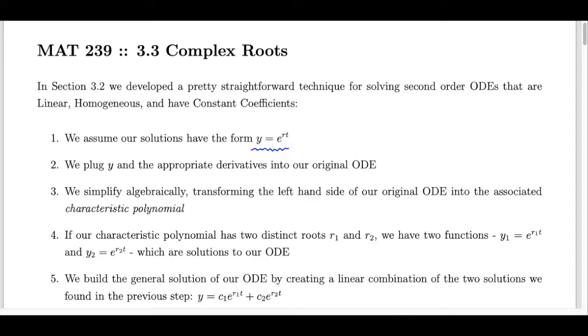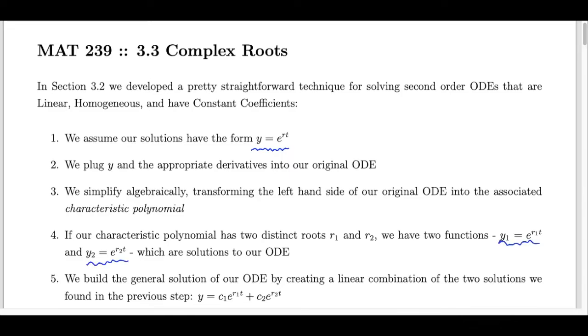In step 4, if our characteristic polynomial has 2 distinct roots, we call them r1 and r2, then that means we have 2 functions. Remember, y equals e to the rt is what we're assuming the form of our solutions is from step 1. So if I get 2 r values, then I'll have 2 solutions. We call them y sub 1 equals e to the r1t, and y sub 2 equals e to the r2t. And both of these functions are solutions to our ODE.